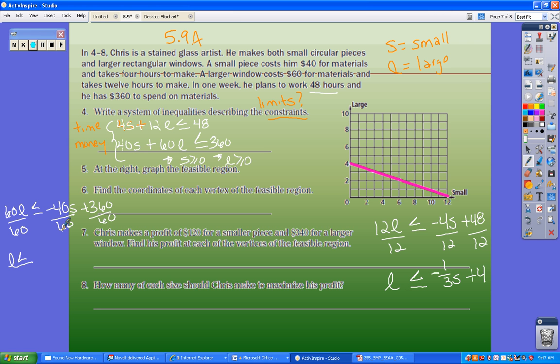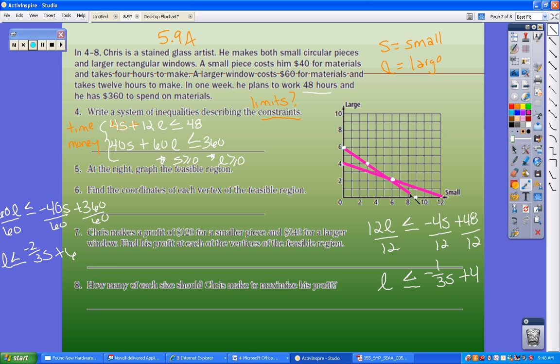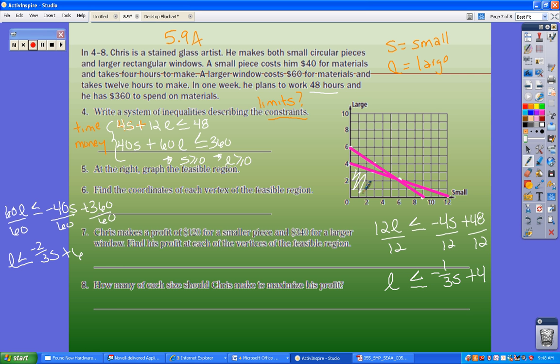Large less than or equal to negative 2/3 s plus 6. So I'm going to go up 6, put a dot, down 2 over 3, down 2 over 3. And that's nice when you can see where they cross. Down 2 over 3. Here. They're both shaded below, so here is my feasible region.